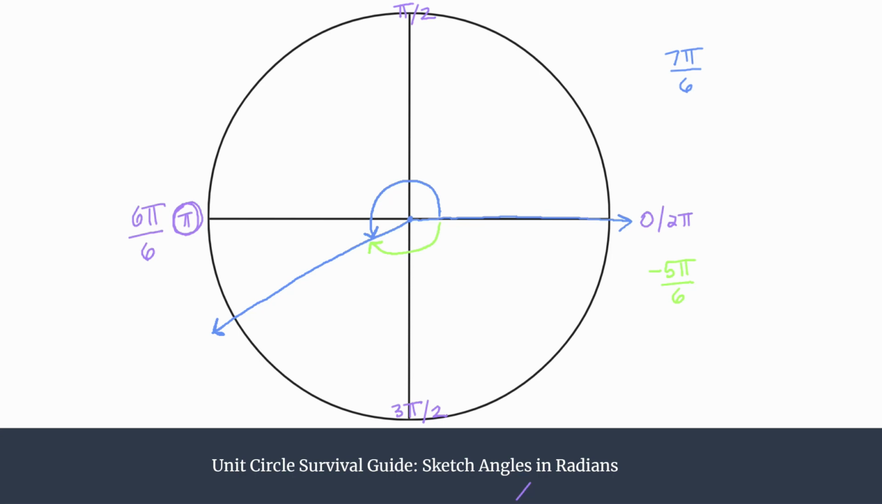And remember, you can find coterminal angles from any angle simply by adding 2 pi, which is a counterclockwise rotation, or subtracting 2 pi, which is a clockwise rotation. Hopefully this tip will help you easily sketch angles in radians now.